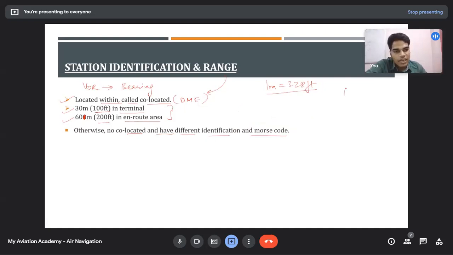Otherwise, no collocation will happen, and they will have different identification Morse codes. As I told you, identification is something we require as pilots. We should know, by these 3-4 letters, which facility we are using. And unless VOR and DME are co-located within these two ranges, they will not have the same identification.